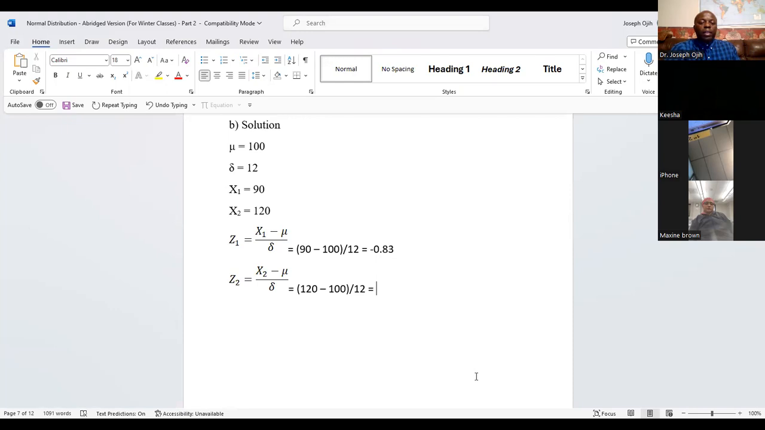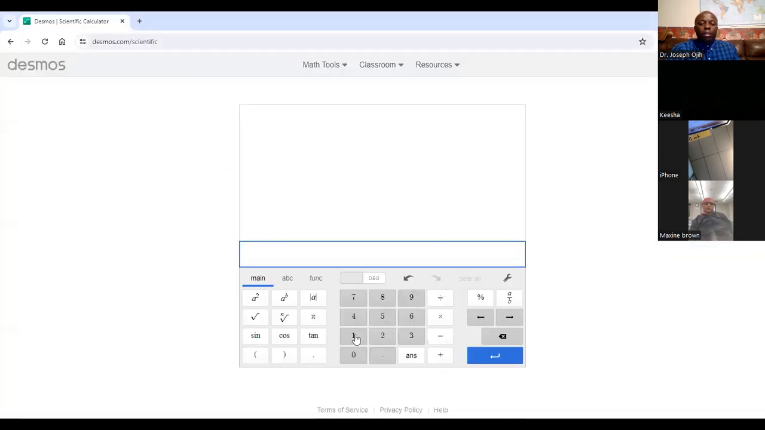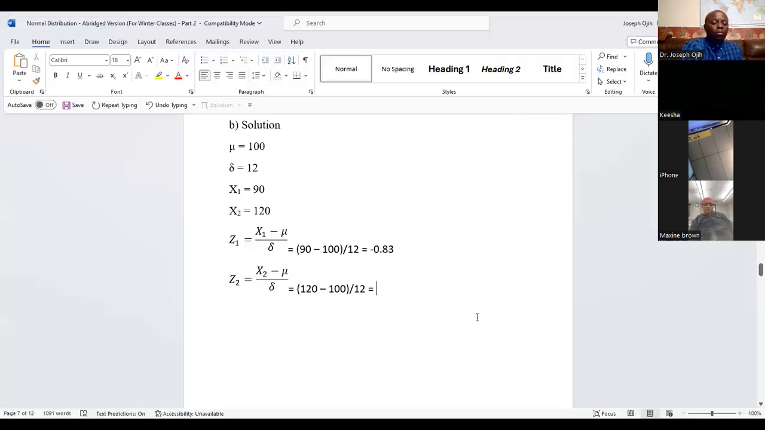So let's go to the calculator and get this out. 120 minus 100 divided by 12. Yep, that's 1.67. So 120 minus 100 divided by 12 is 1.67. I'm going to take you back. We got 1.67.